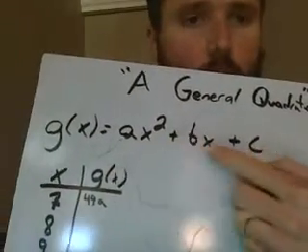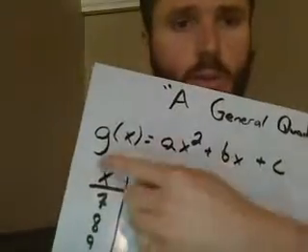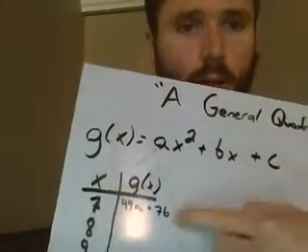Let me write that. Plus, we have a 7 that would be plugged in here as well, 7b. And let's not forget our plus c. He's just hanging out at the end, so we have to include him in our output as well, plus c. So 49a plus 7b plus c is our first output.